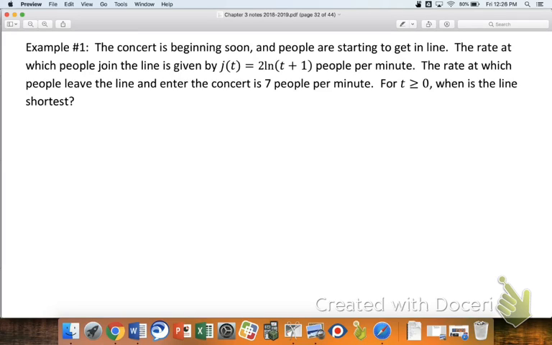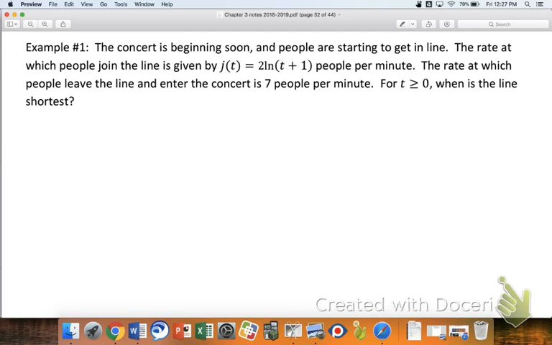The concert is beginning soon and people are starting to get in line. The rate at which people join the line is given by J of T, measured in people per minute. The rate at which people leave the line and enter the concert is 7 people per minute. For T greater than or equal to 0, when is the line shortest? You're going to find later on it's a pretty sad thing: the line just keeps getting longer and longer, and people are not going to be getting into the concert. Kind of sad, but whatever.